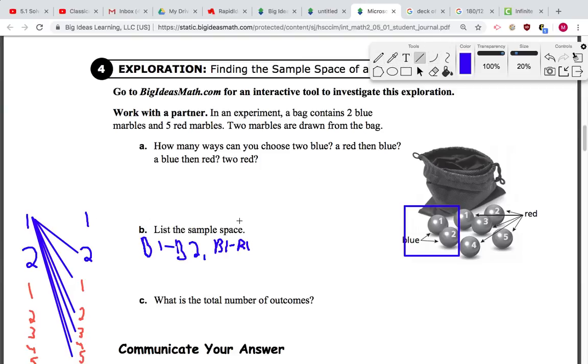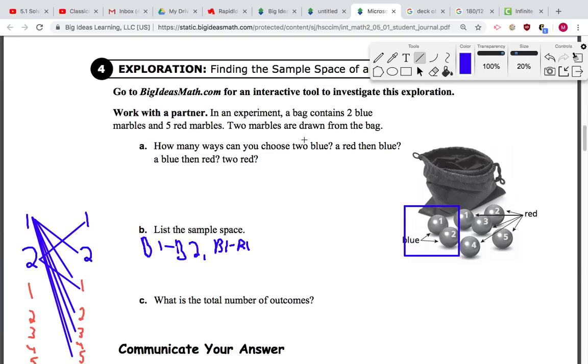One thing I will say, to remind you, is that if I draw the second blue one, I can draw the first blue one because the first blue one is still in there. But I cannot do this. I've already taken it out, so you jump straight there.